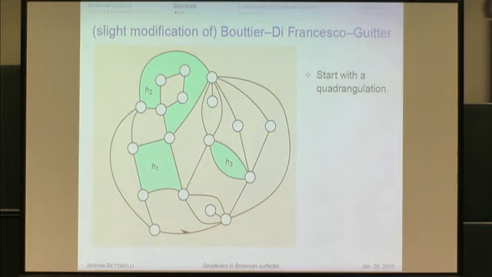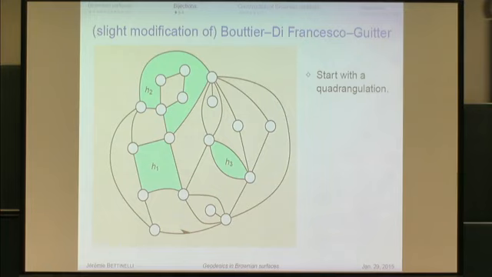In general, it's a bit more complicated, but the bijections are always using the same technique. And so let me explain the bijection on an example. So here you have a plane quadrangulation with 3 holes.